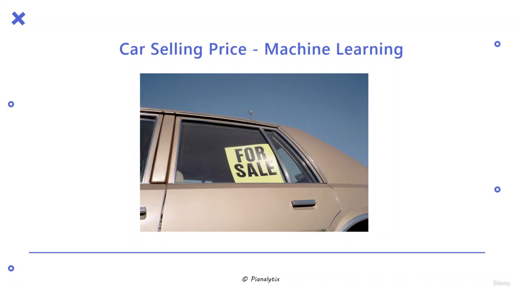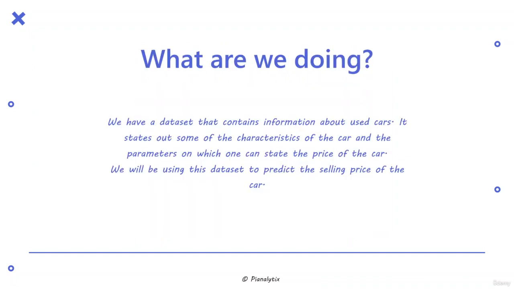Hi. So this is a machine learning project where we will be building a model for prediction of selling price of used cars. So let's move forward and see what is all included in this project. So what are we doing? Now we have a dataset that contains information about used cars. It states out some of the characteristics of the car and the parameters on which one can state the price of that car. Now we will be using this dataset to predict the selling price of cars, or I would say used cars.